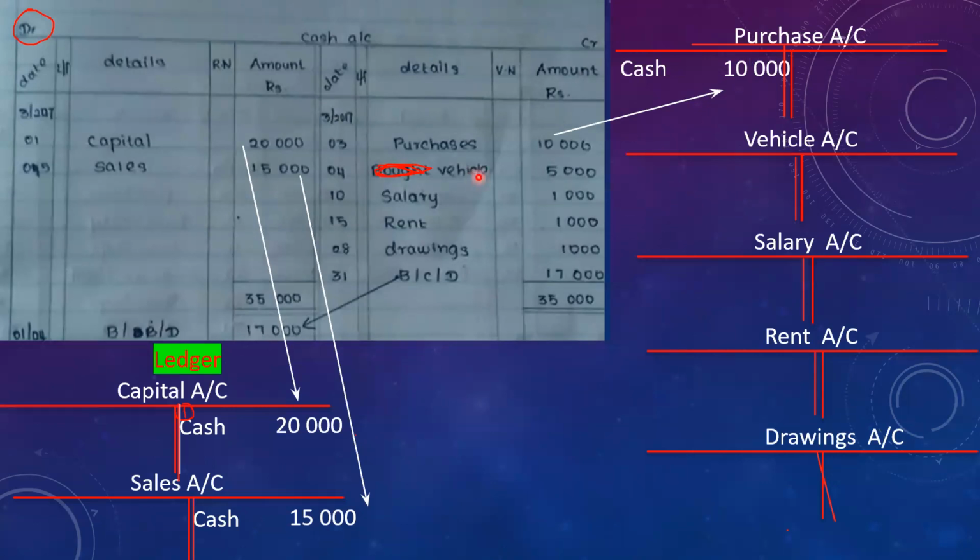Likewise, look at the vehicle 5,000. You don't draw these arrows, okay? I have drawn the arrow to make it clear. If you draw arrows for everything, it will be like a bamboo house, lines going here and there, you can't see anything. Don't draw arrows, right? Vehicle is on the cash account credit side, so it comes to the vehicle account debit side.